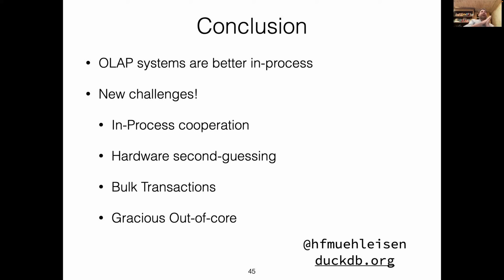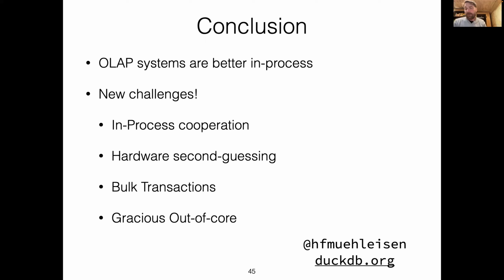Conclusion: OLAP systems are better in process. I think that's one of my conclusions. Even if you're not building an in-process system, you should probably build one, because it really simplifies testing. Because if you can run tests on an in-process engine, you can run orders of magnitude more tests than if you do this in client server. So pro tip there. And there are new challenges also when building in-process OLAP, like the cooperation I've mentioned earlier.